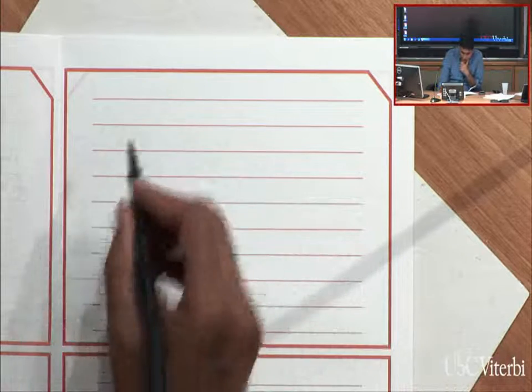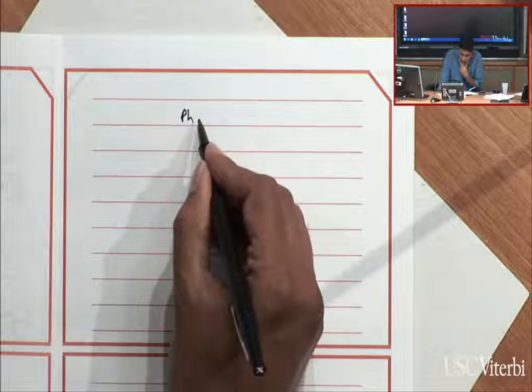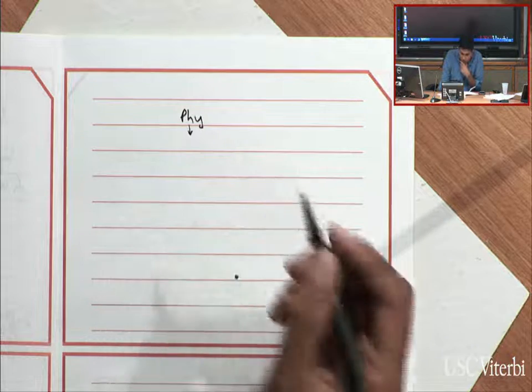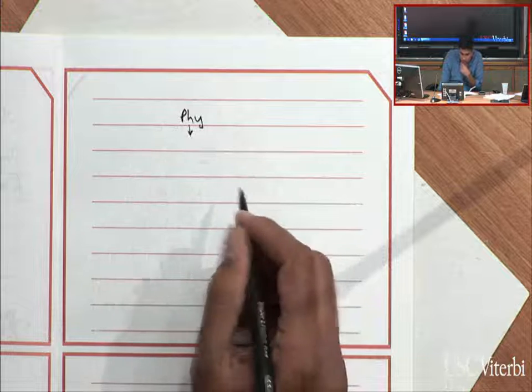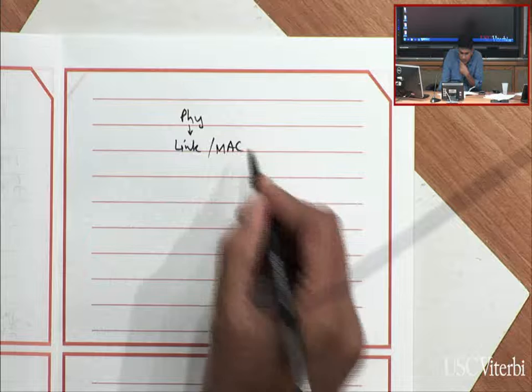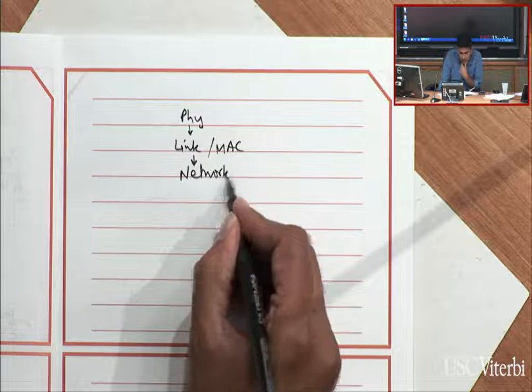So let's move on. And we said that the way the course has been organized is roughly looking at things in the reverse order of the protocol stack. We started by looking at some issues at the physical layer. Then we've been talking about the link layer and medium access issues. Now we're basically ready to talk about the network layer.